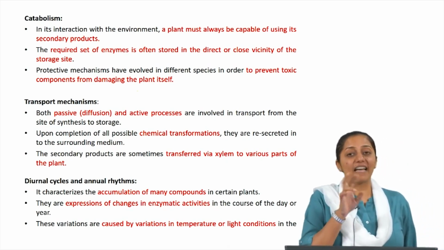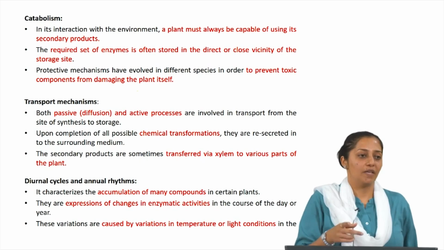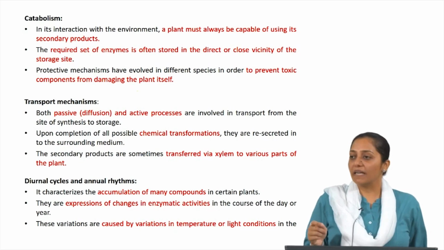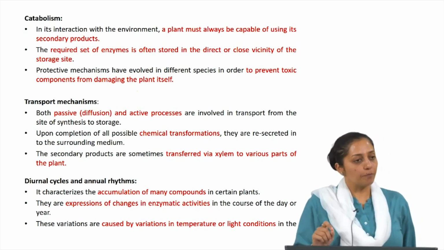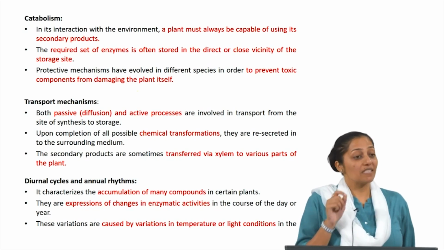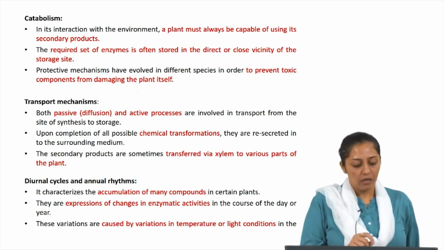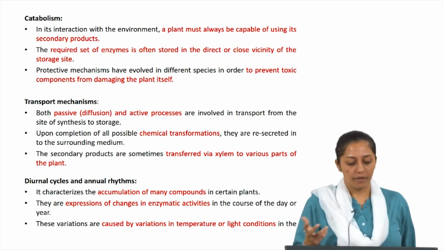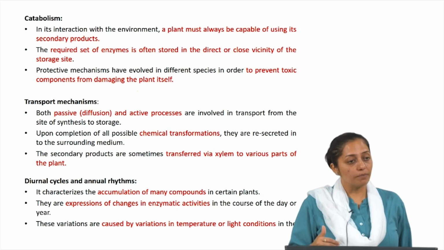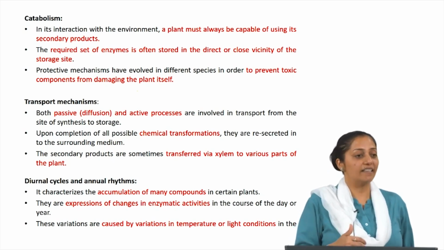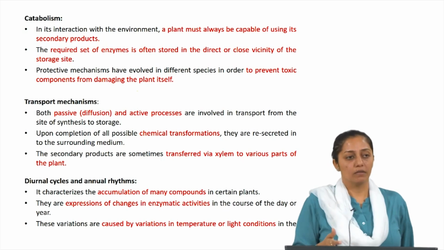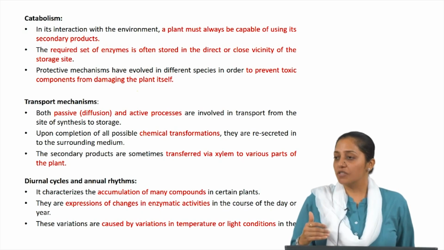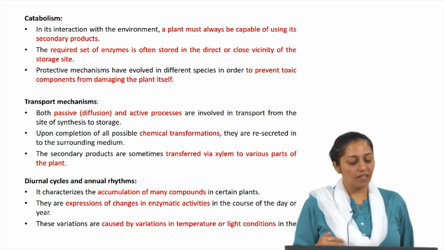So for transport, there are active as well as passive processes. Active means that against the gradient it can also flow. Transport mechanisms, both passive and active processes, are involved in transport from the site of synthesis to storage. Now when active processes are involved, it means some transport proteins would be involved. Upon completion of all possible chemical transformations, they are resecreted into the surrounding medium, which is your xylem or the cell sap. The secondary products are sometimes transferred via xylem to various parts of the plant.